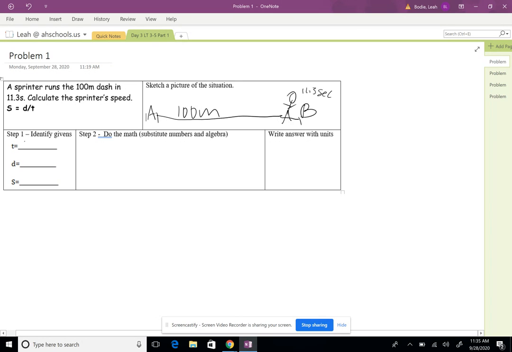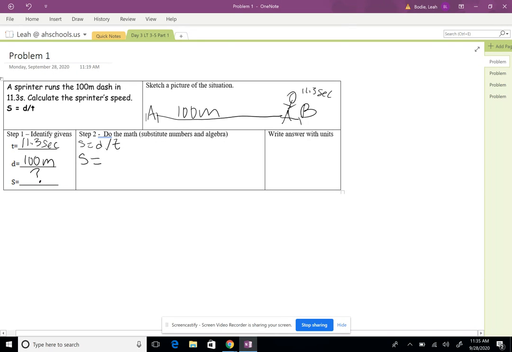So our time, we know, was 11.3 seconds. And our distance was 100 meters. And we don't know our speed. That's what we have to calculate. So now it's time to do the math. I always find it helpful to rewrite the formula. So speed equals distance divided by time.